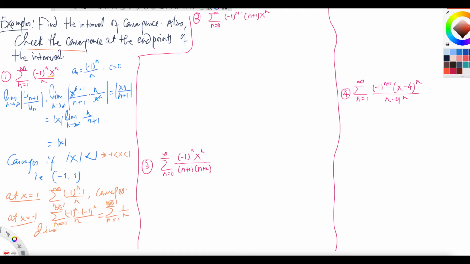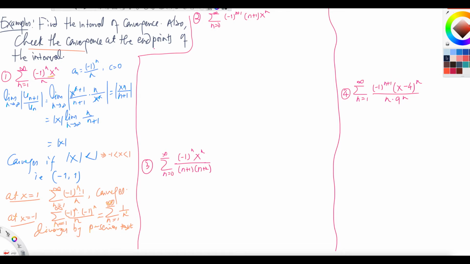It diverges by the p-series test, because it is like 1 over n to the p, with p equal to 1. If p was greater than 1, it would converge, but since p is less than or equal to 1, that diverges.